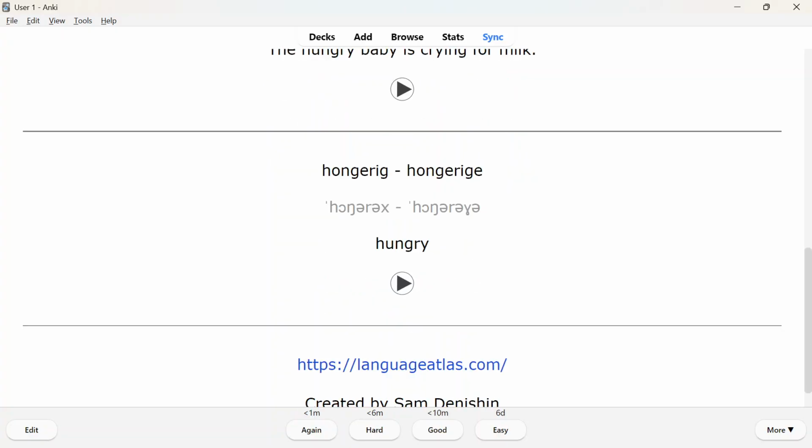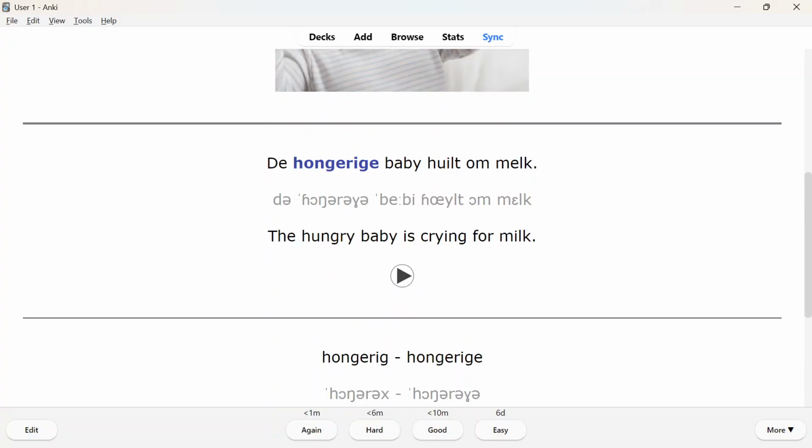Hongerig, hongerige. Great. So you may have noticed a little bit of a difference over here, which is that the correct answer right now is portrayed as indigo. Now this has no particular meaning. The only reason that the correct answer is in indigo is so you can immediately spot the correct answer. So you don't have to look for a sentence. You see like, aha, indigo, this is the one that I was looking for. And this is the case for all cards, except for, of course, the nouns where they did have a meaning. Blue for de words and green for het words. So the correct answer here is de hongerige baby huilt om melk. And hongerige was the word that we're looking for.